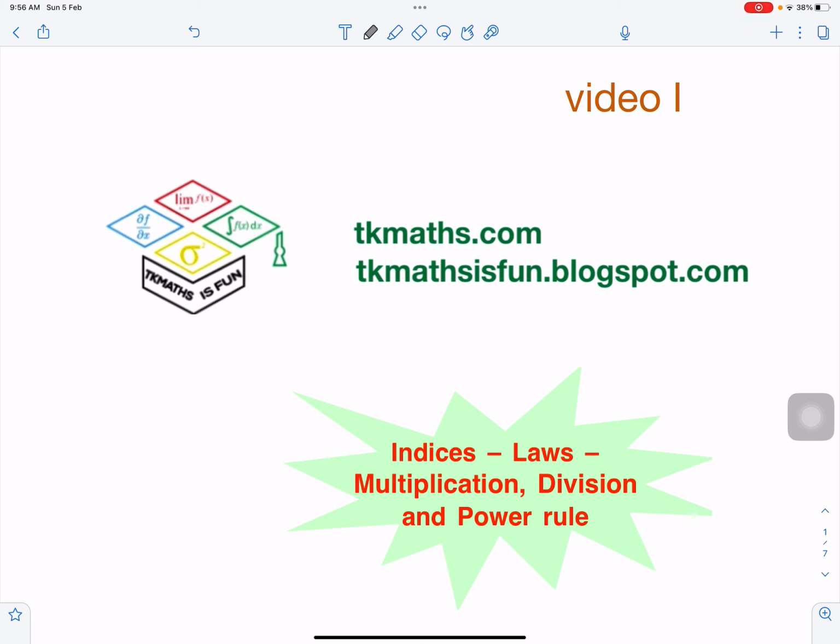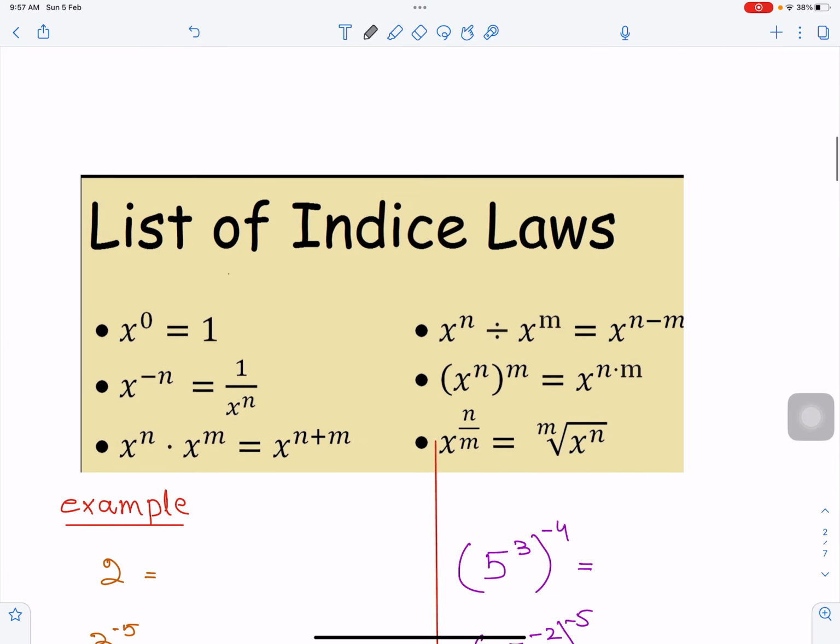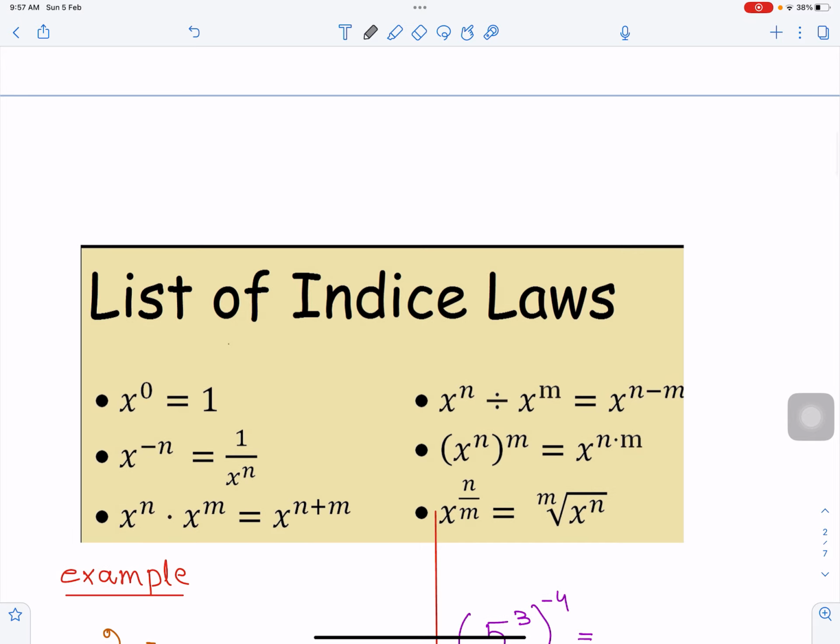In today's video, we will see the questions on simplifying indices, which will include multiplication, division, and power rule on indices, right? So we will see different types of questions, some challenging and some basic. So we will keep discussing all types rather than just solving them. When you are applying the laws of indices, you need to understand what they are.